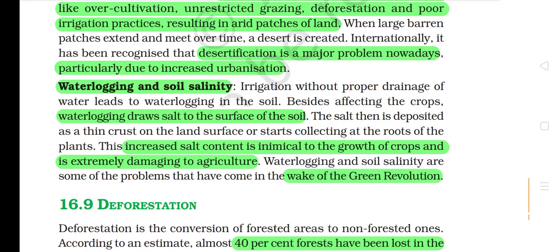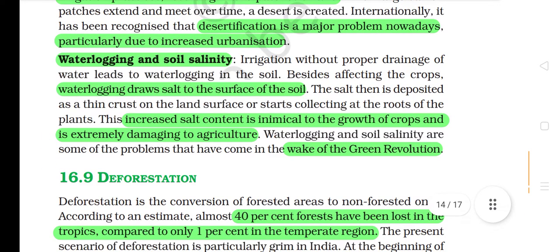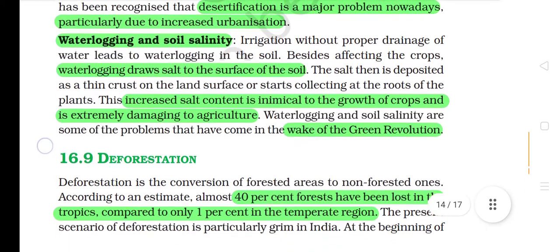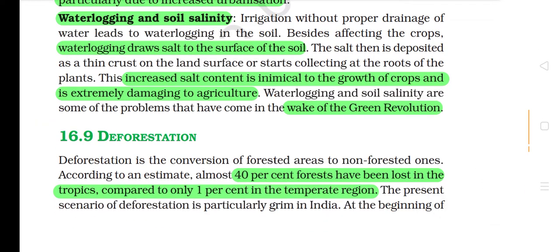Waterlogging and soil salinity. Irrigation without proper drainage of water leads to waterlogging in the soil. Besides affecting the crops, waterlogging draws salt to the surface of the soil. The salt then is deposited as a thin crust on the land surface or starts collecting at the roots of the plants. This increased salt content is inimical to the growth of crops and is extremely damaging to agriculture. Waterlogging and soil salinity are some of the problems that have come in the wake of the Green Revolution.